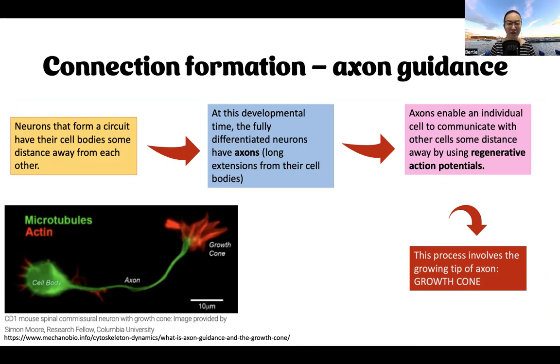You can see here in the picture that there is a cell body here in the green color, and the axon is here like a line, and then in the end there is a growth cone. The growth cone is the growing tip of the axon.